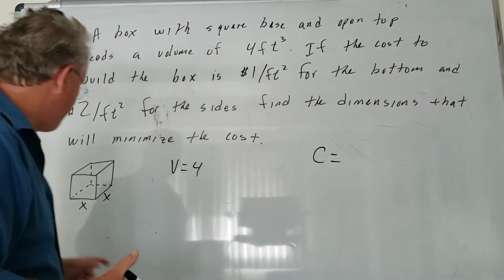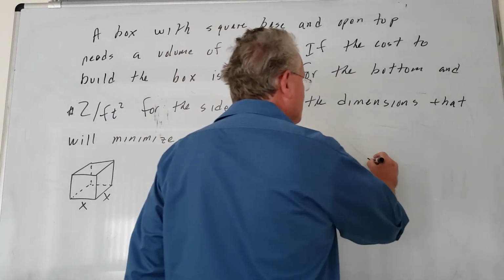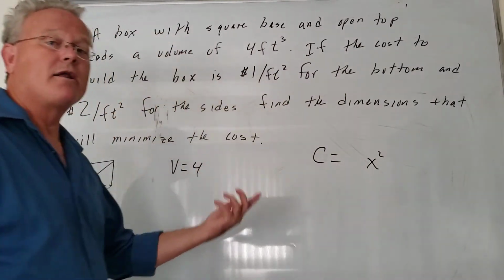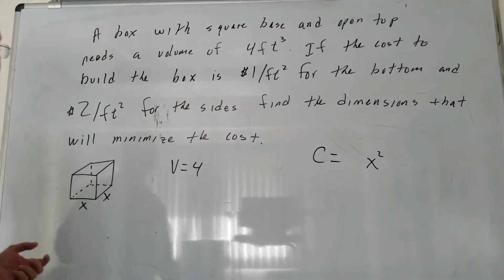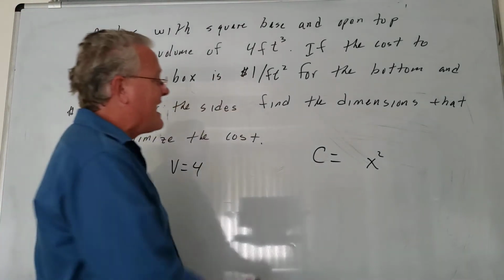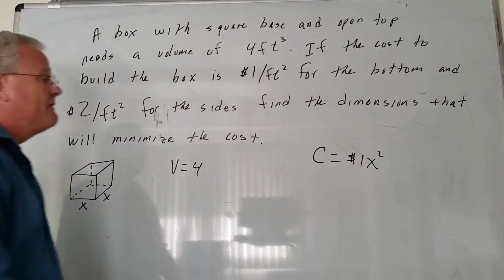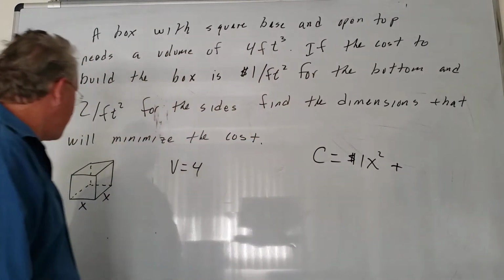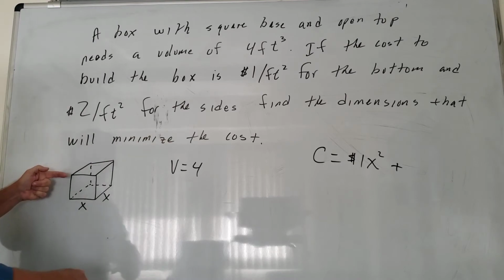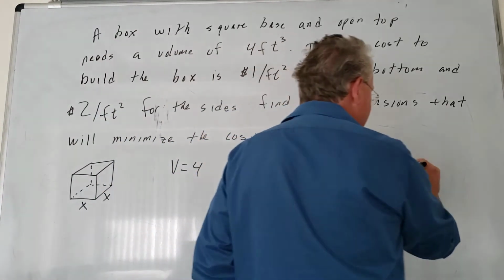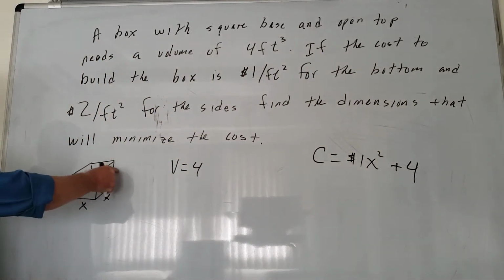So for the bottom, the total number of square feet is x times x, which is x squared. But then we want to multiply that by how much it costs for each one of those square feet. For the bottom, it's $1 per square foot. Then we have to add the cost for the sides. Keep in mind the top is open, so there's 1, 2, 3, 4 sides. So we have to multiply by 4. The cost of each side, well, now we have to figure out what this height is.